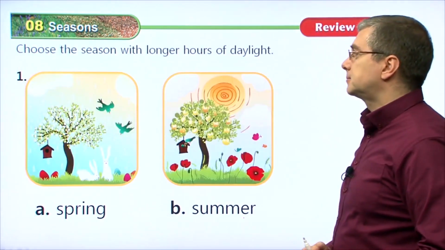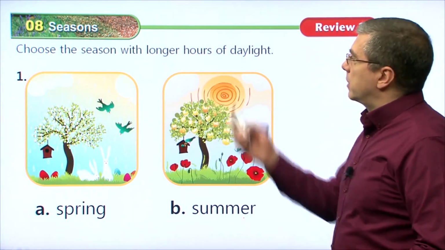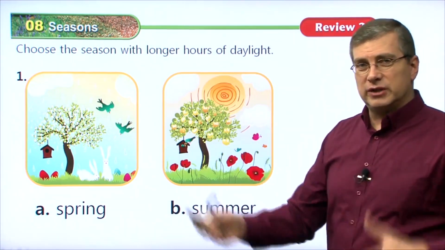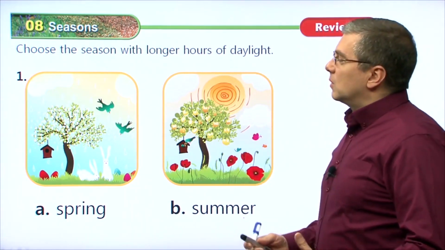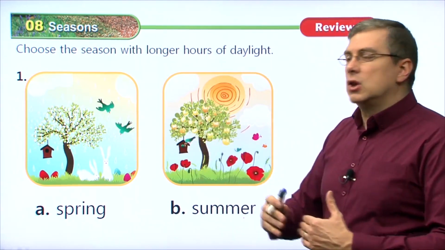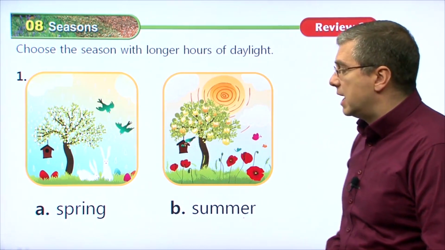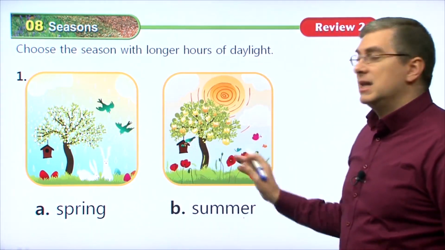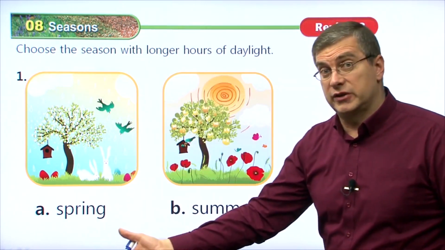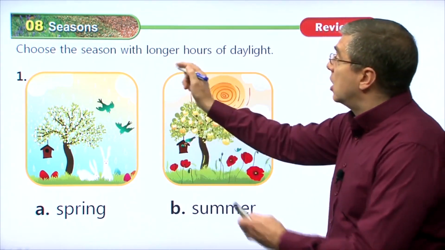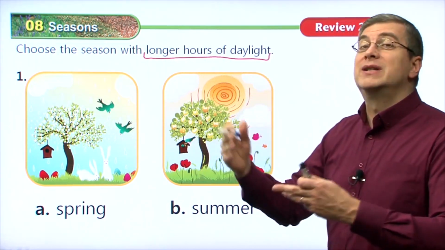Okay, let's move on. Here we have some pictures, and we need to choose the season with longer hours of daylight. So we just looked at that chart in a lot of detail, right? But we want to know what season has longer hours of daylight. For number 1, we have 2 choices. A is spring, B is summer. So which season, according to the chart we just saw, has longer hours of daylight, more daylight?